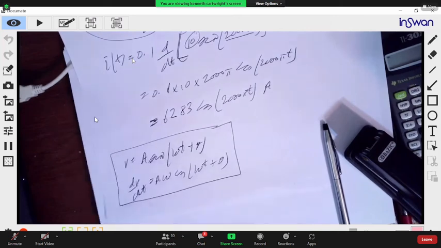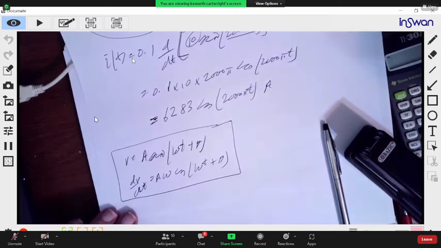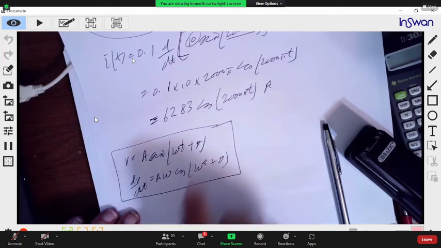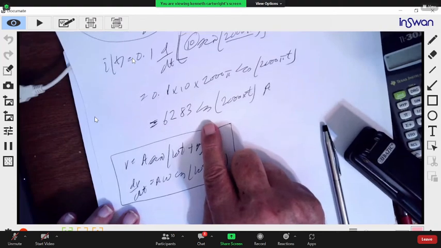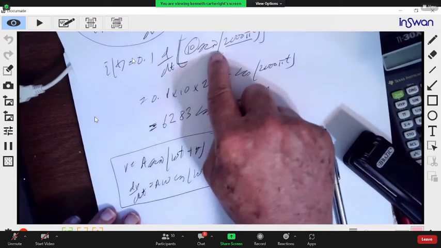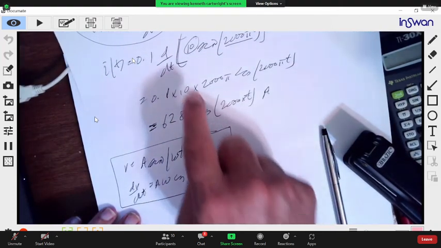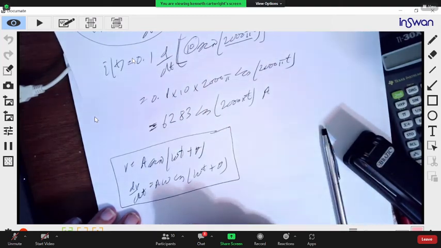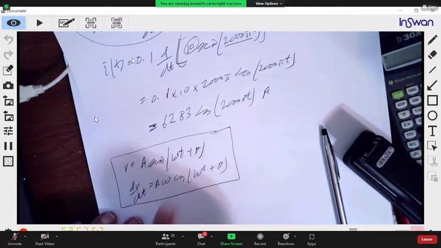Okay, you see where the number is 6283? Is that sine? No, that's cosine. I said the derivative of sine is cosine. The derivative of sine is cosine. The derivative of sine is cosine.